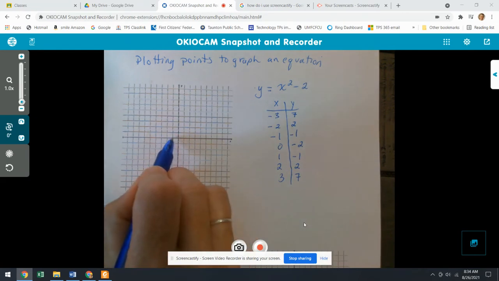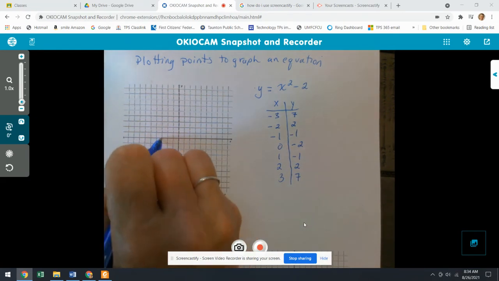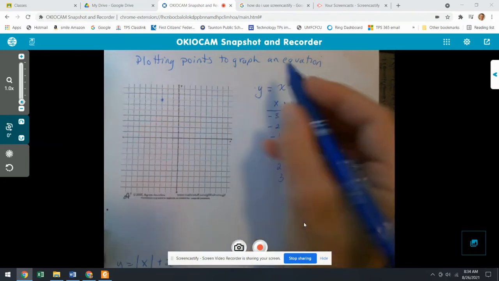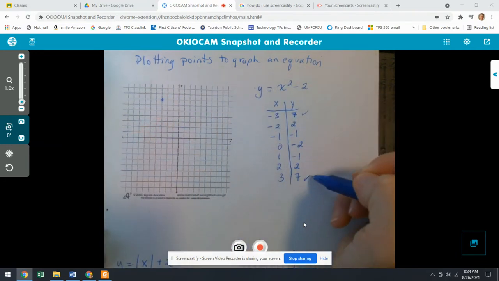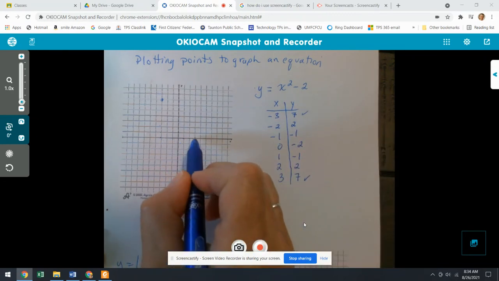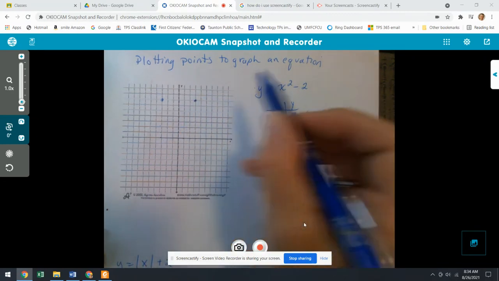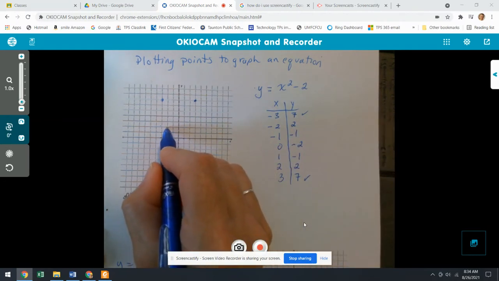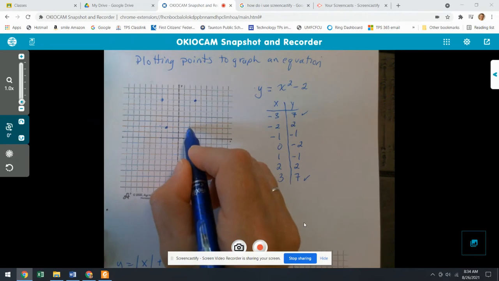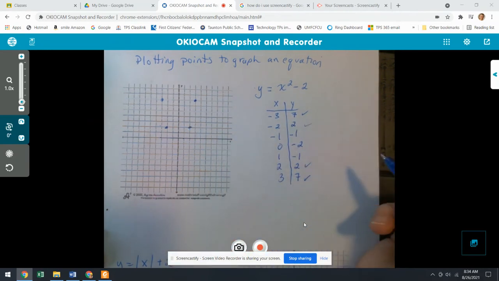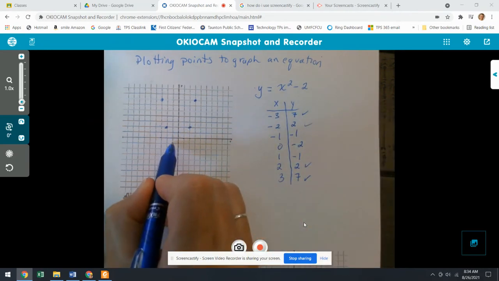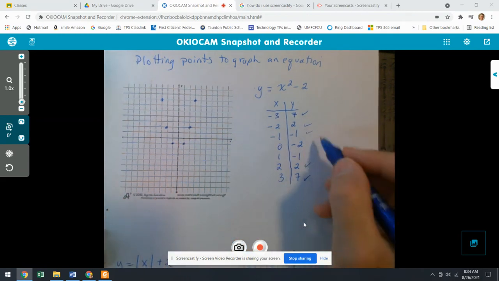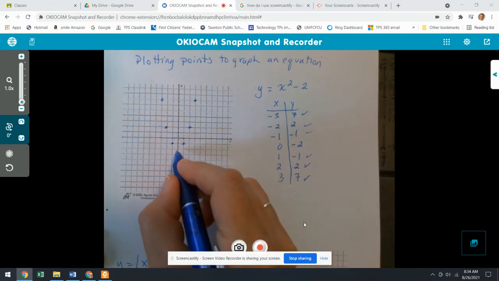So I'm going to go over to -3, 1, 2, 3 on the X, and go up to 7. 1, 2, 3, 4, 5, 6, 7. And then I notice that down here, I can also plot +3, 7. 1, 2, 3, bring it up to the same Y value. For the X of -2, I'll get a Y of +2. And that holds also for +2 too. I'm going to graph -1, -1, and +1, -1. And then finally plotting 0, -2.